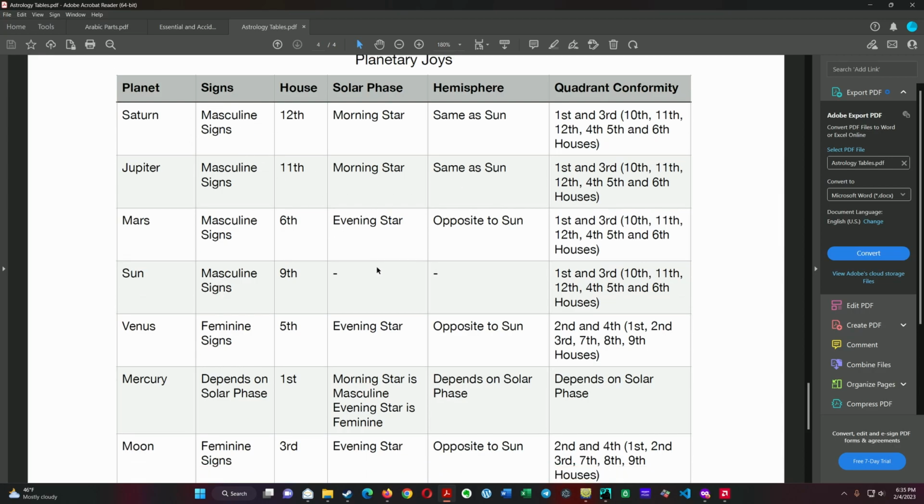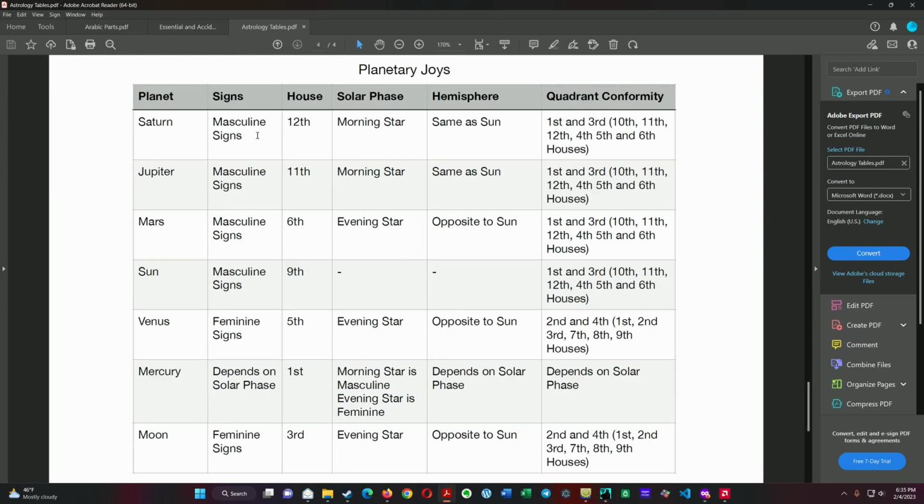So I have a table that describes all of it. Saturn's masculine, so he wants to be morning star. He wants to be in the same hemisphere as the sun, in a day chart or in a night chart. And he wants to be in the 12th house. That's the house where he does best, probably because he reduces the bad of the 12th house. And so every planet has its own special house that it does better in, basically.